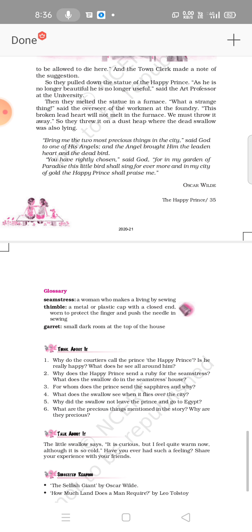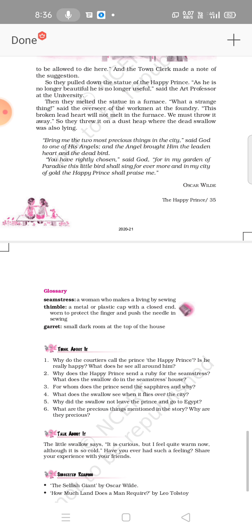Question 5. Why did the swallow not leave the prince and go to Egypt? The swallow did not leave the prince and go to Egypt because he had understood the meaning of help to needy people. He loved the prince also.